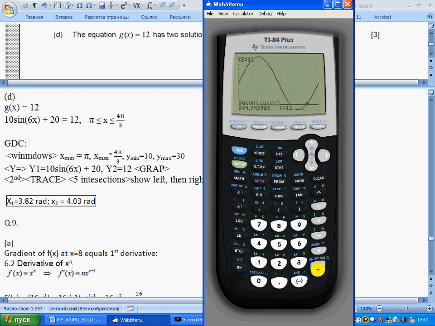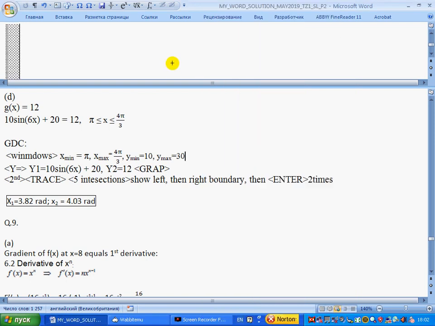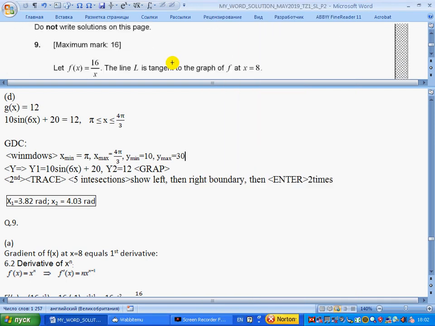Second curve, this, and finally second answer, 4.03 radians. So we copy these solutions. So this question is done. Question 9.